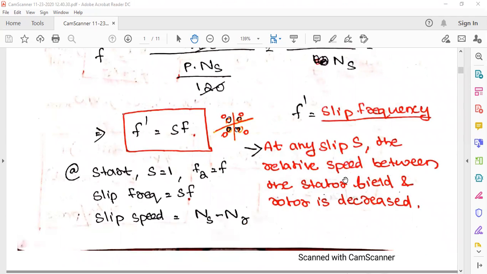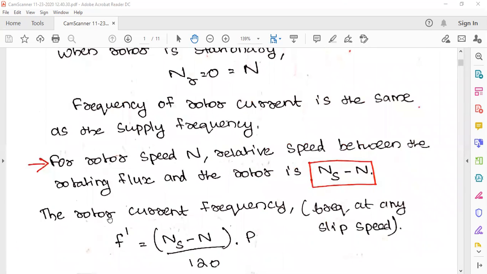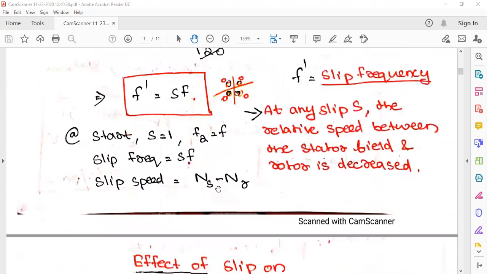That is, it will be Ns minus N. So at the starting condition, when the rotor is not rotating, slip is equal to 1. In that case, f2, or f dash, is the rotor frequency. At the starting condition, when slip is equal to 1, f dash is equal to f only. The slip frequency is equal to sf, and the slip speed is Ns minus Nr. So that is the conclusion from this derivation and the theory that we have seen now. Hope that is clear for you.